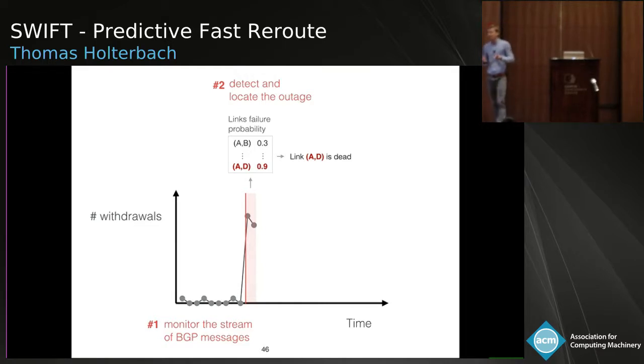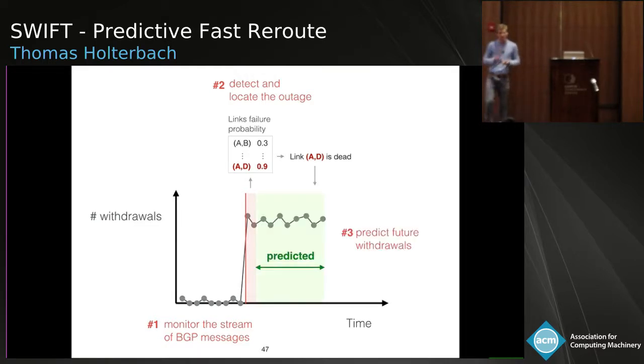And then with this knowledge, Swift can predict the entire burst of withdrawals very early in the burst. And this enables Swift to be very fast. The idea behind the prediction here is that Swift says that all the prefixes that are still using the failed link will be withdrawn very soon.